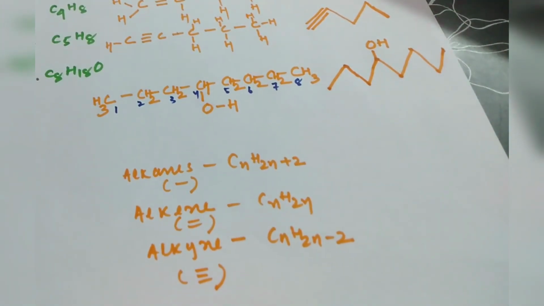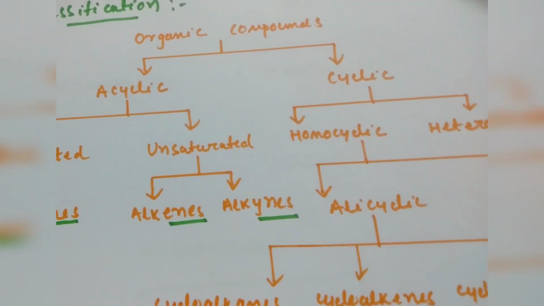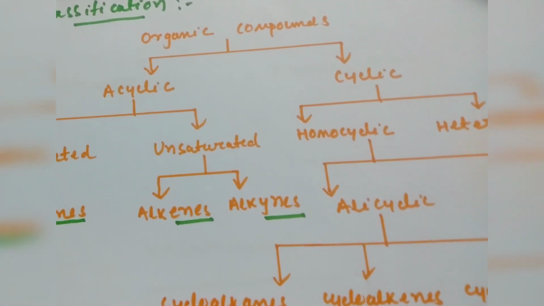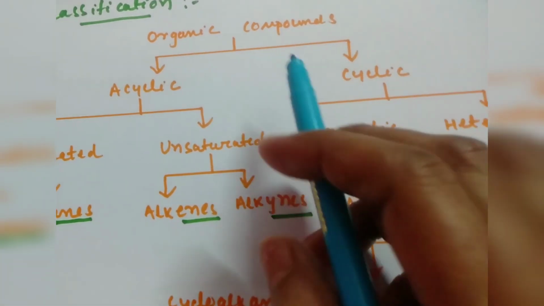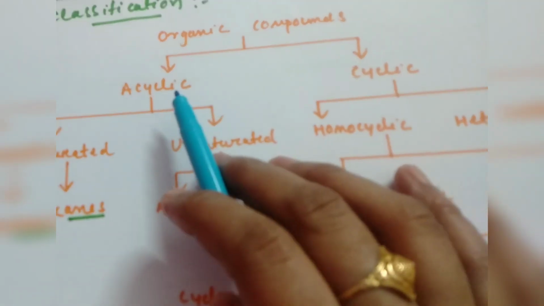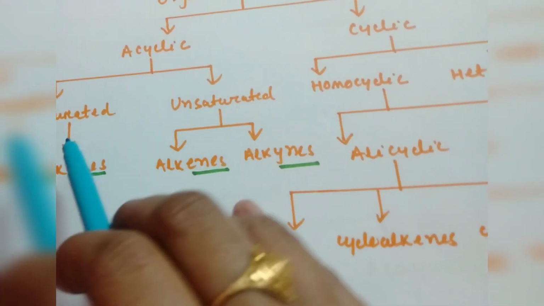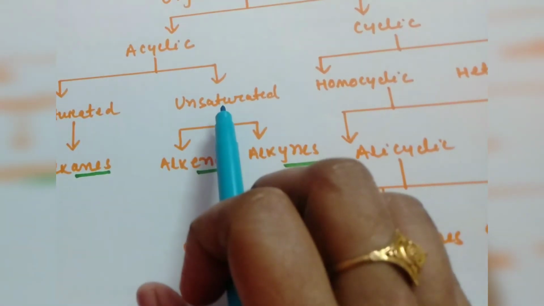Okay, thank you. Hello students, now today we will discuss the classification of organic compounds. See here, this is the classification of organic compounds. First of all, organic compounds are divided into 2 types. One is acyclic, another one is cyclic. Again, acyclic compounds are divided into 2 types. One is saturated, another one is unsaturated.